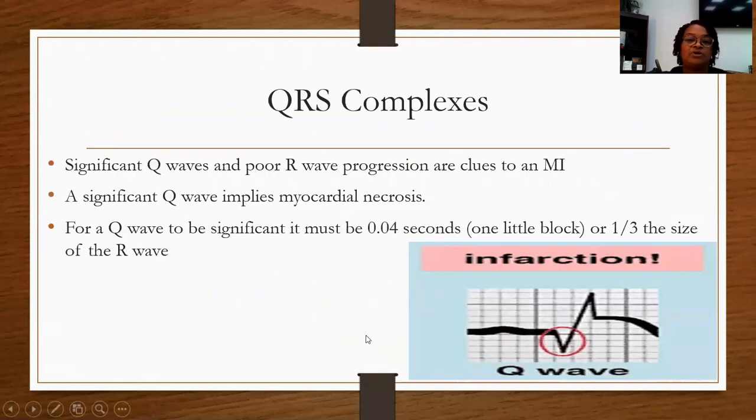So let's talk about your QRS complexes. Significant Q waves and poor R wave progressions are clues to an MI. A significant Q wave implies myocardial necrosis. So by the time you see that significant Q wave on the EKG, that tissue has died. For a Q wave to be significant, it must be 0.04 seconds or at least one small block, and we see that here, or 1/3 the size of the R wave, okay?